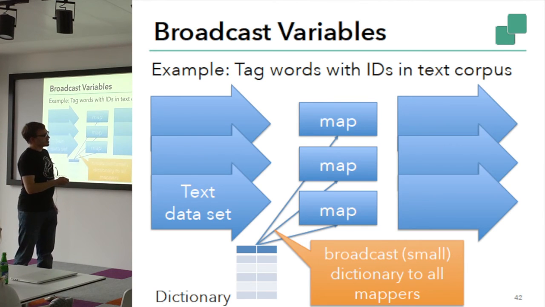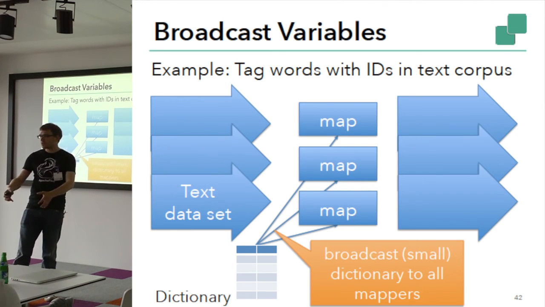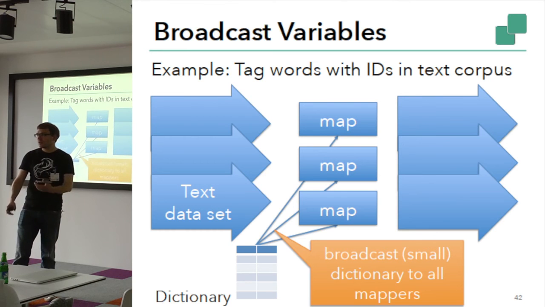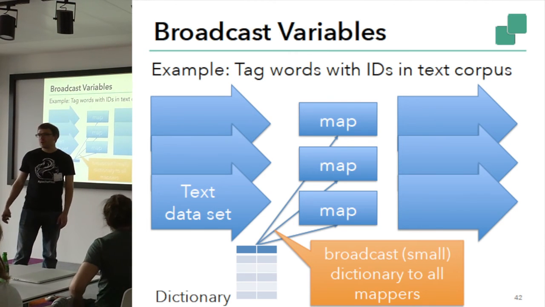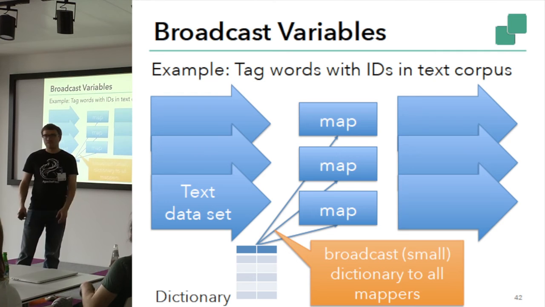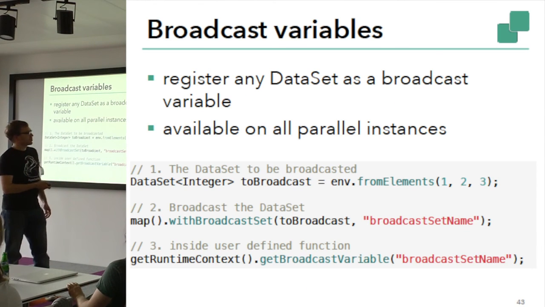We can just broadcast this data set to each of the map instances, and the map can then take this broadcasted data set, convert it into a hash table, for example, in the open method, and then use this for the regular processing. So it basically looks like this.